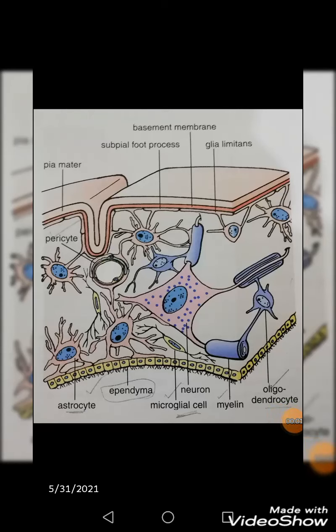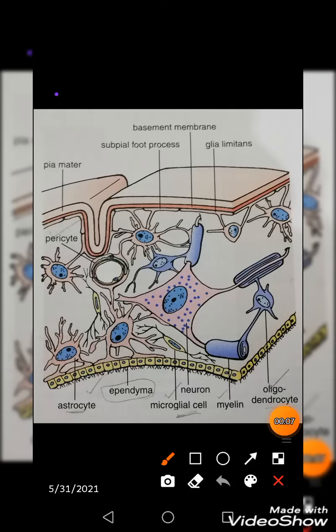Bismillahirrahmanirrahim. Today we'll be learning the neuroglial cells and the blood-brain barrier. For this, concentrate from the superior aspect. You find the pia mater and the cerebral cortex, right?